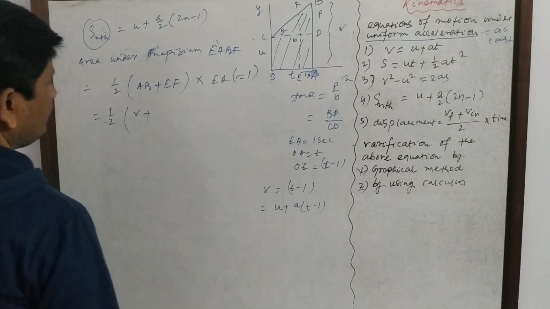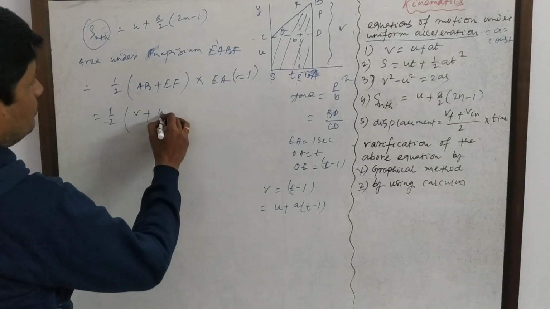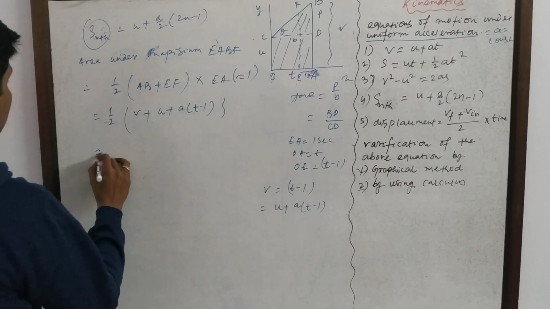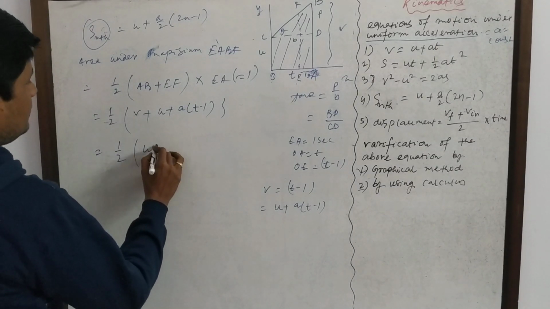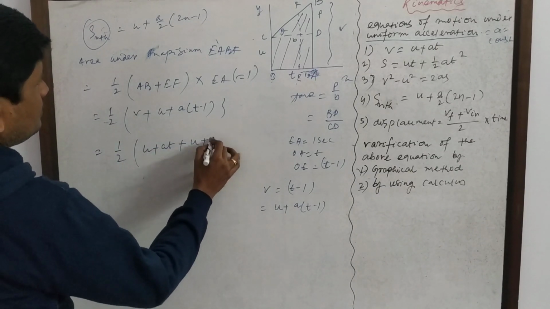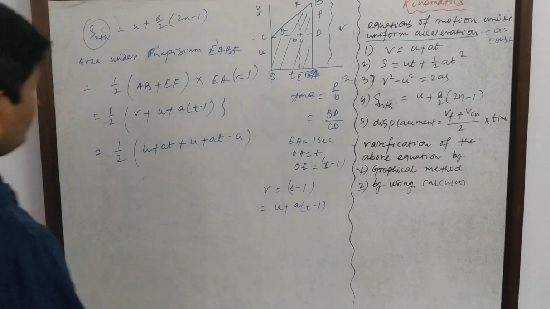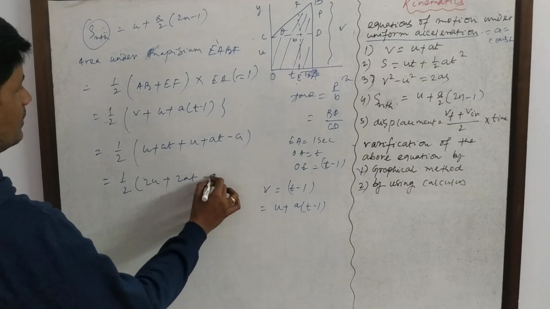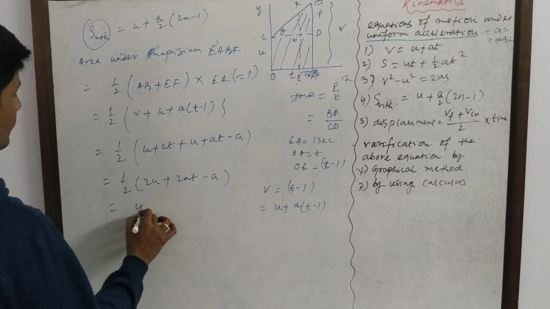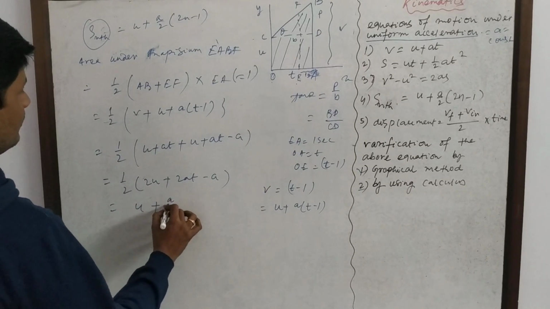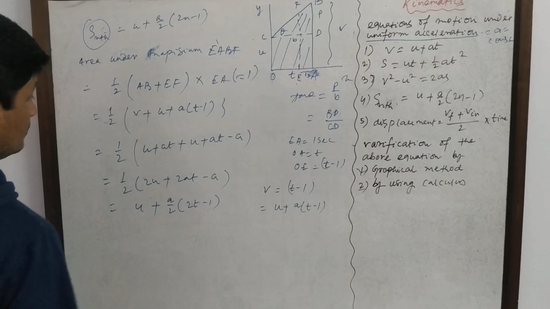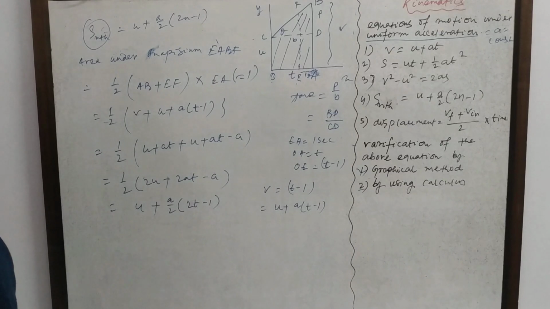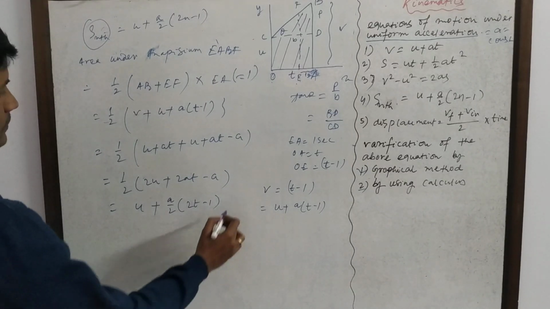Now EF is equal to U plus A into t minus 1. Now it is half, V is equal to U plus AT, plus U plus AT minus A. Okay, this is equal to half 2U plus 2AT minus A, that is U plus A by 2 into 2T minus 1. Is that clear? This is proved.